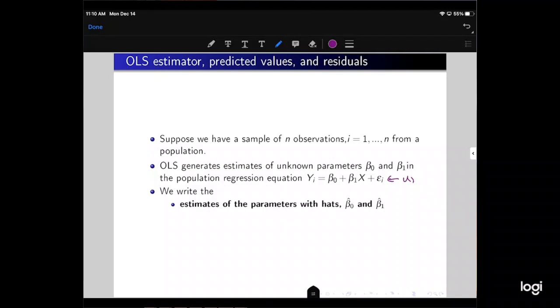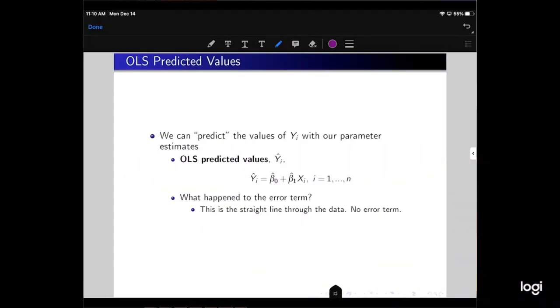We write the estimates of the parameters with hats, beta 0 hat and beta 1 hat. So this slide is taking us from the population parameters beta 0 and beta 1 to estimates of those population parameters, beta 0 hat and beta 1 hat. Now we're getting a sample of data, just like we take a sample and estimate the sample average. Now we're getting a sample and estimating a sample regression line and getting estimates of beta 0 and beta 1. We denote those estimates with hats.